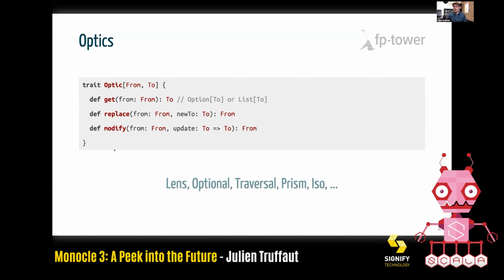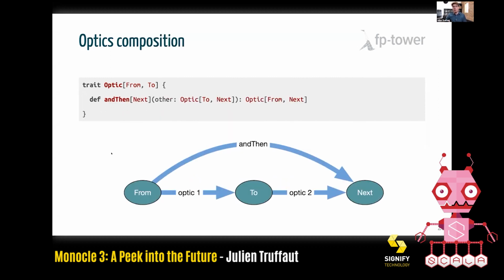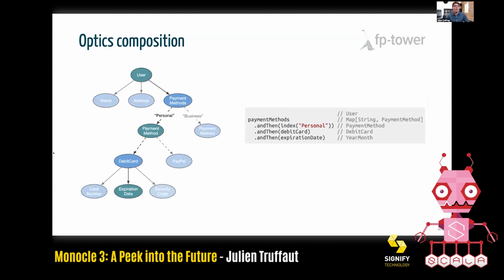Now, if an optic was only this, it would be fairly useless. The critical part of an optic is optics composition, which behaves exactly like function composition. That means if you have an optic from A to B and an optic from B to C, you're able to use andThen to drill down into your data structure and compose these two optics. Let me show you with a real example. So here I drew the representation of our user. A user has three fields: a name, an address, and payment methods.